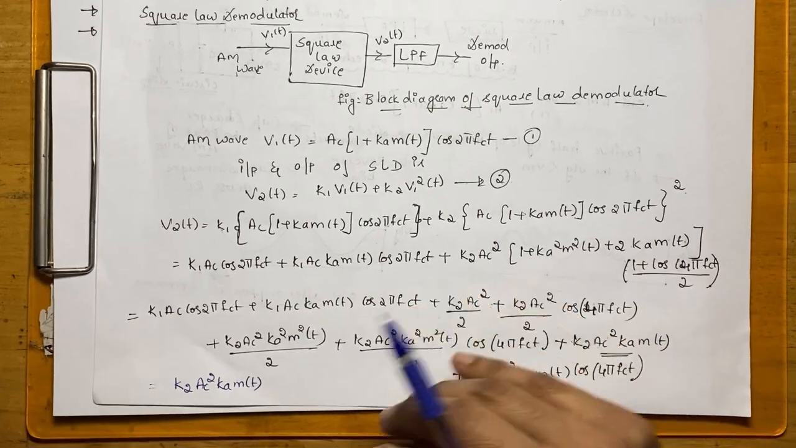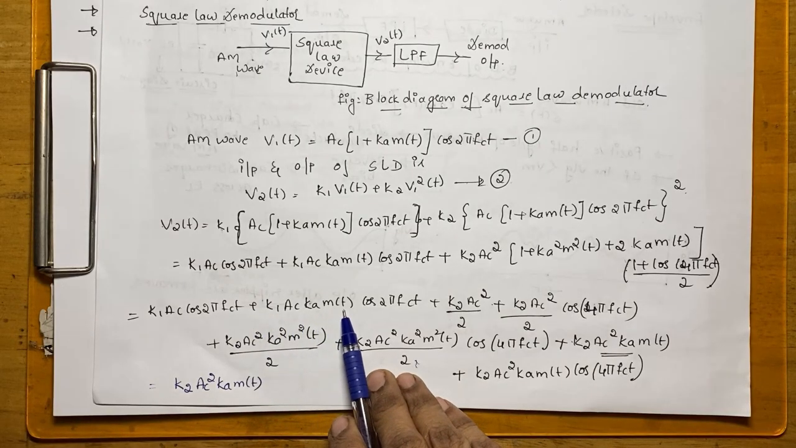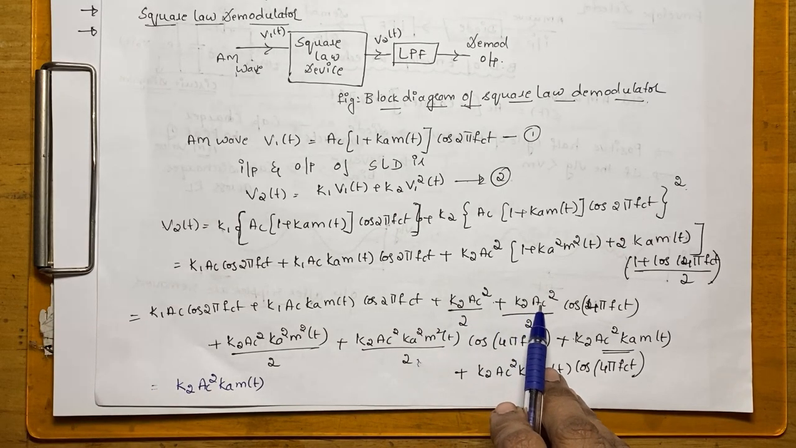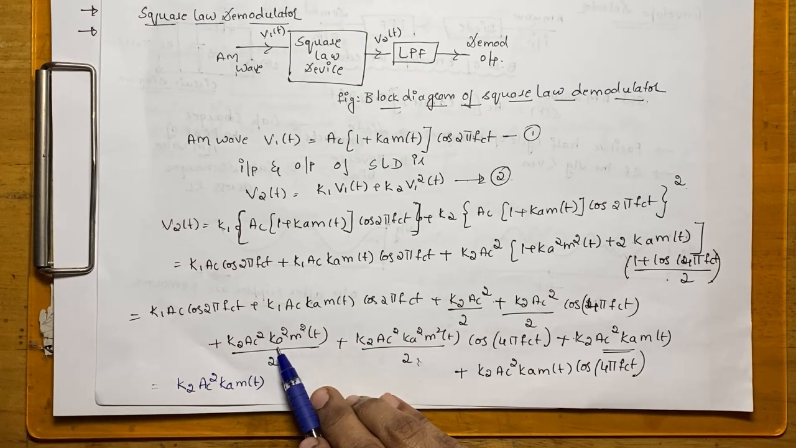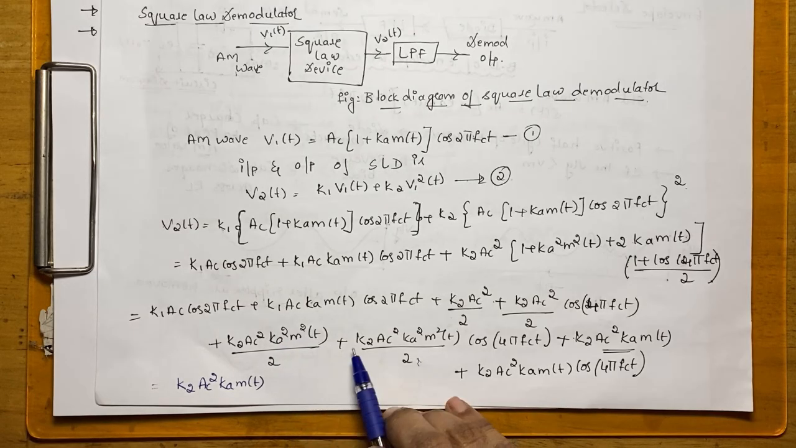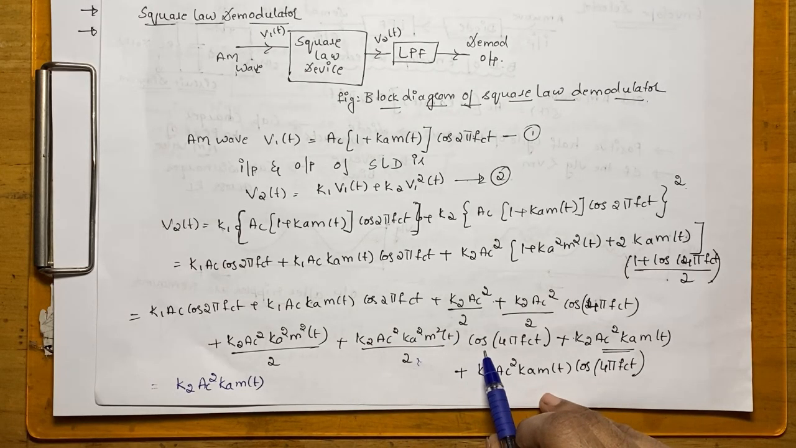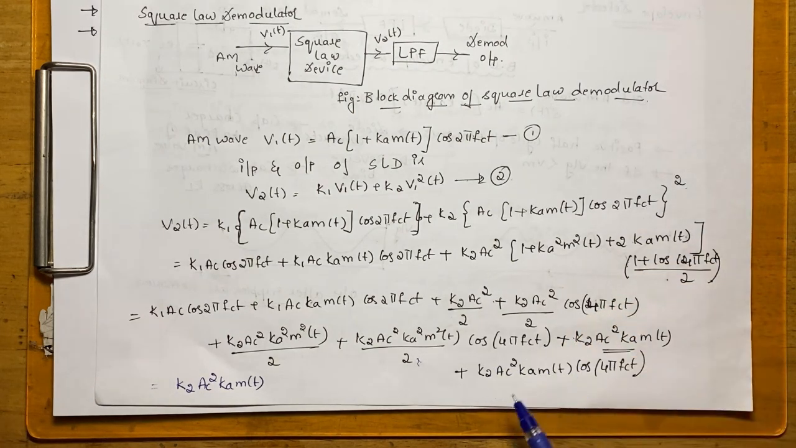Solving this, we'll be getting K1 Ac cos of 2 pi fct plus K1 Ac Ka m of t cos of 2 pi fct plus K2 Ac square divided by 2 plus K2 Ac square divided by 2 cos of 4 pi fct plus K2 Ac square Ka square m square of t by 2 plus K2 Ac square Ka square m square of t divided by 2 cos of 2 pi fct plus K2 Ac square Ka m of t plus K2 Ac square Ka m of t cos of 4 pi fct. Now this is the output, but this entire thing is not required.